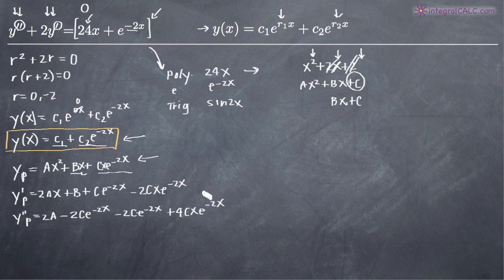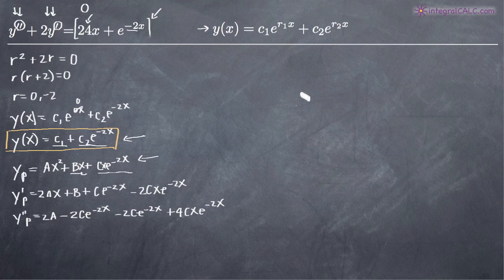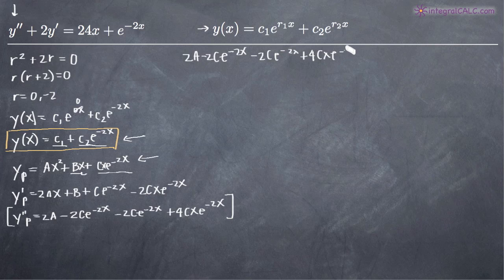So now that we have the first and second derivative, we can plug the second derivative in for y double prime and the first derivative in for y prime into our original equation. I'm going to go ahead and erase everything over here so that we can have some space. So, like I said, we're going to plug everything in to the left-hand side of our equation. We're going to leave the right-hand side alone. Plugging that second derivative in for y double prime, we'll get 2a minus 2c e to the negative 2x minus 2c e to the negative 2x plus 4cx e to the negative 2x.